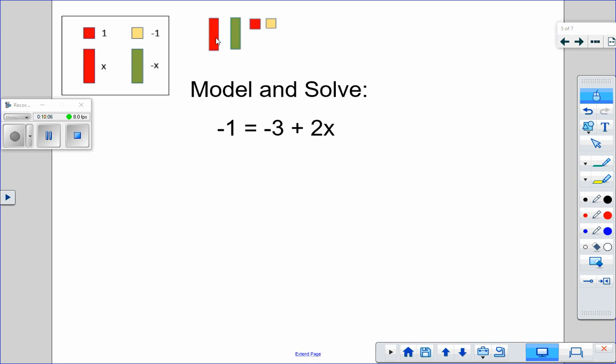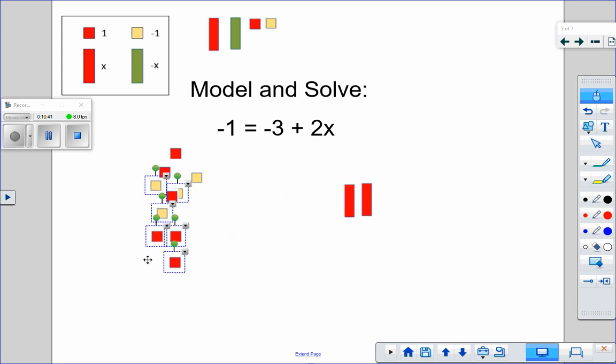Okay, so you need to put a negative 1 on this side, negative 3 on the other, 1, 2, 3, and 2 positive x's. 1, 2. Okay, from here, we need to move these negative 3's away because I need to be able to split this up later. So I'm going to make 1, 2, 3, and then on the other side I have to add the same 3. 1, 2, 3. Okay, these all make a 0 pair, so they all could go away.